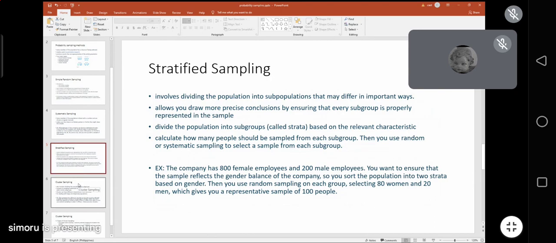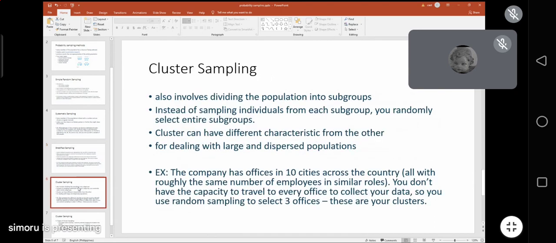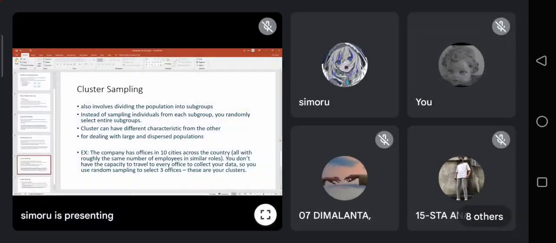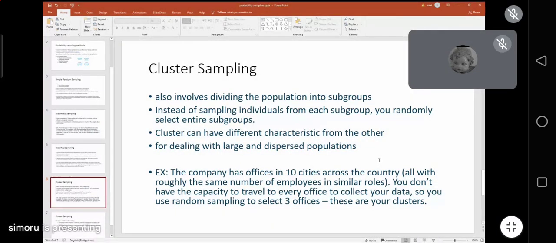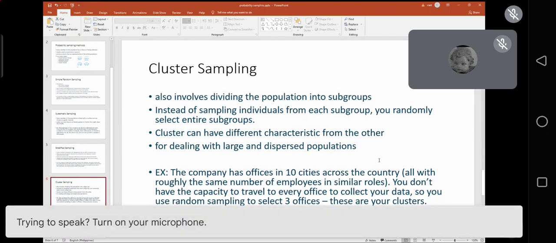So moving on to the last one for our probability sampling, which is cluster sampling. Cluster sampling also involves dividing the population into subgroups like stratified sampling. But unlike stratified, instead of sampling individuals from subgroups with the same quality, you have subgroups called clusters. They can have different characteristics from each other.